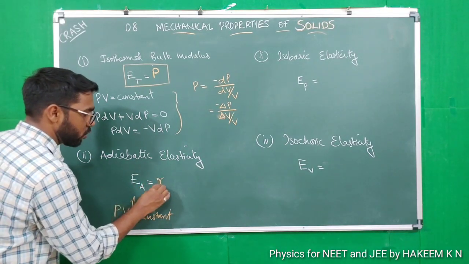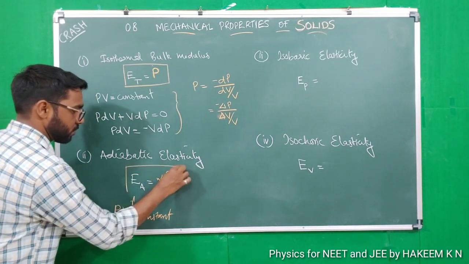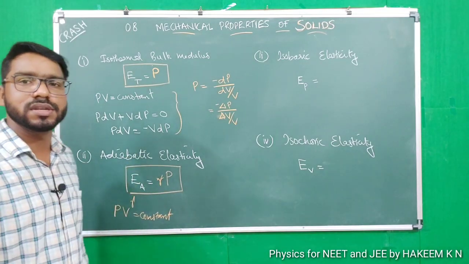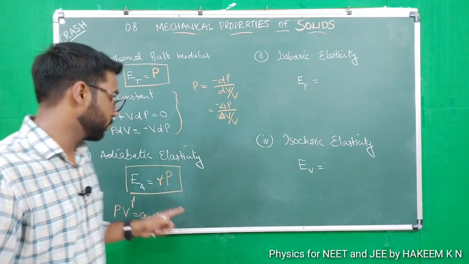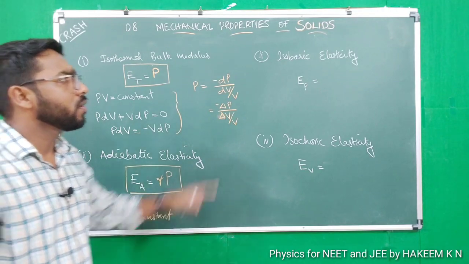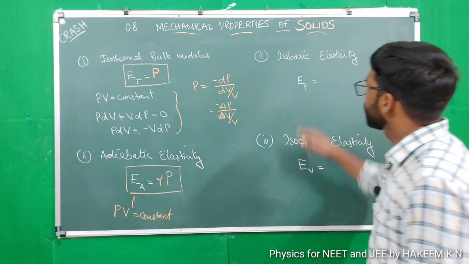Adiabatic elasticity equal to gamma into pressure. Okay. What about isobaric elasticity?